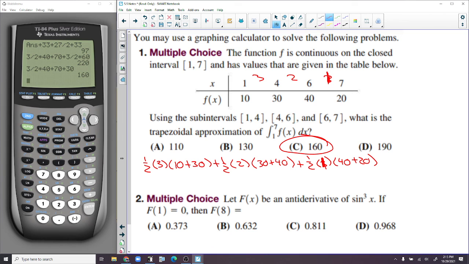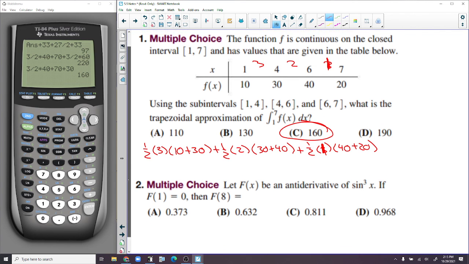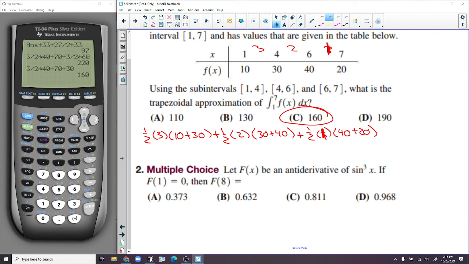Let F of x be an antiderivative of sine cubed of x. If F of 1 is 0, what is F of 8? What does it mean when it's capitalized? It's antiderivative, isn't it? So that capital letter is suggesting antiderivative. So if the antiderivative when 1 is plugged in is 0, then what is F of 8? What do we get when we plug 8 into the antiderivative? So this one is, we're going to integrate from 1 to 8 of sine cubed x dx.